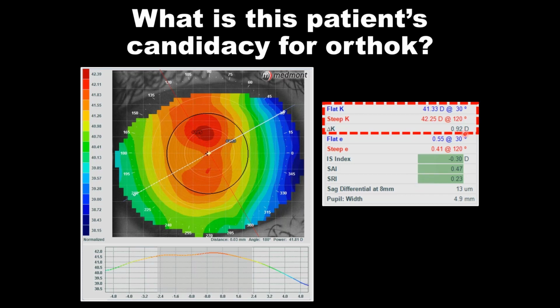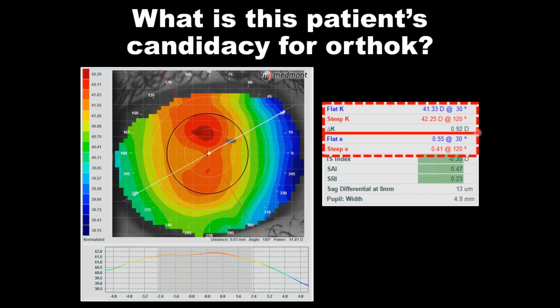We can look at the corneal astigmatism. This patient has 0.92 or almost a diopter of corneal cylinder. That's very much within range of ortho-K. For those of you who think in millimeters, that's about 0.2 millimeters of corneal astigmatism. So not a whole lot.